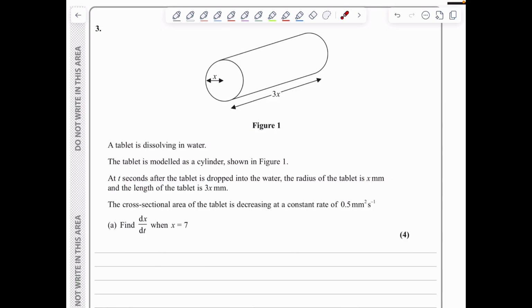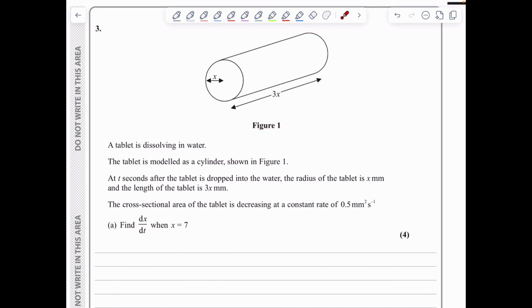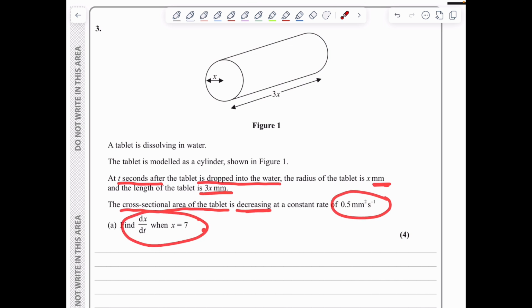In question 3, a tablet is dissolving in water. We are modeling the tablet as a cylinder as shown in figure 1 here. We are told that at t seconds after the tablet is dropped into the water, the radius is x millimeters and the length of the tablet is 3x millimeters. The cross-sectional area is decreasing at a constant rate of 0.5 square millimeters per second, and we need to find dx/dt when x is 7.